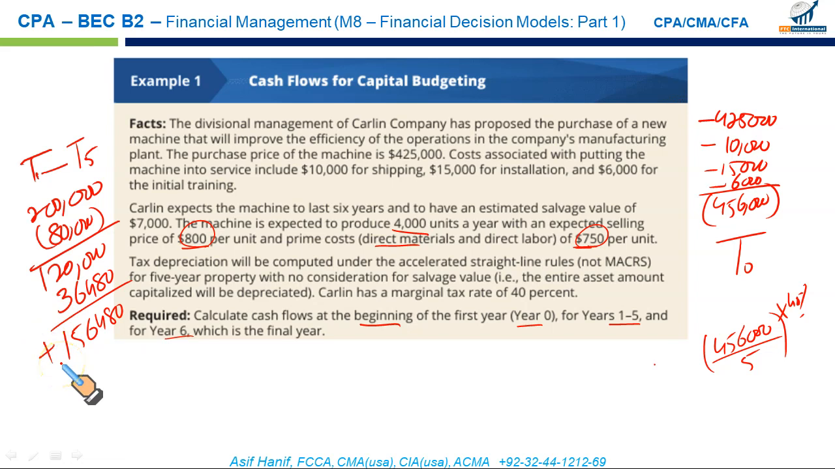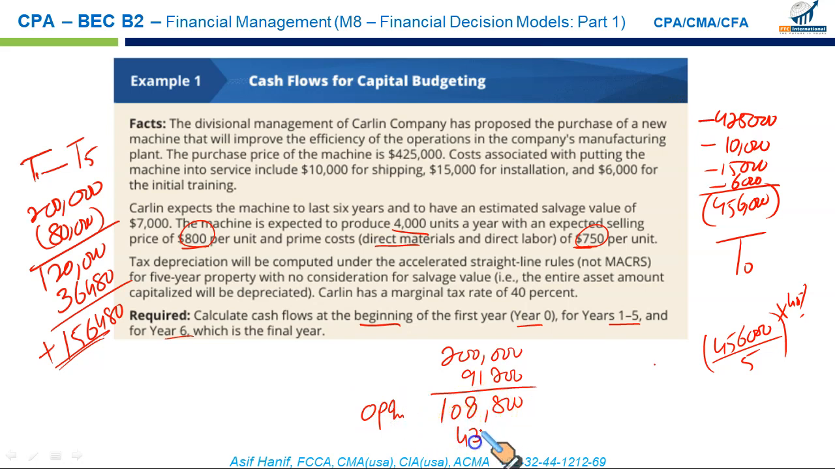Let's say I want to go with the conventional net income approach, and let's see, do we get the same answer here? Now, what we will do, take your revenue, which is $200,000 every year, right? From this, deduct your depreciation, which is going to be 456,000 upon 5, that is 91,200. So deducting this depreciation from your revenue gives you 108,800. That's your pre-tax income or your operating income. You must pay tax on this amount at the rate of 40%, which is 43,520.